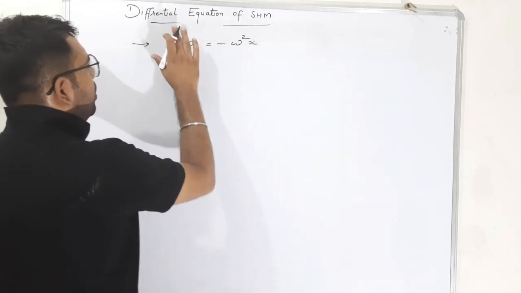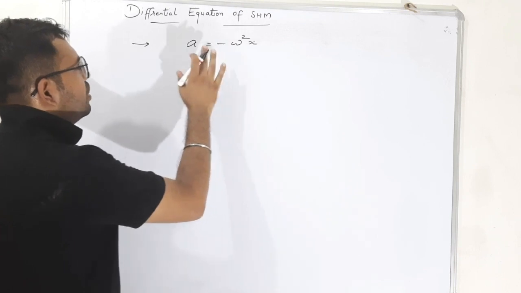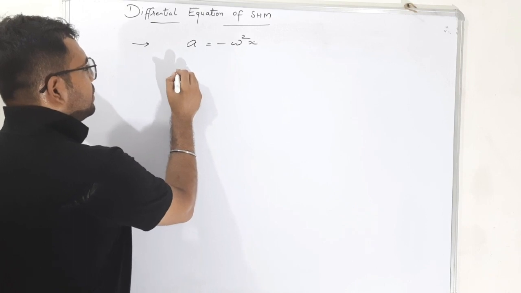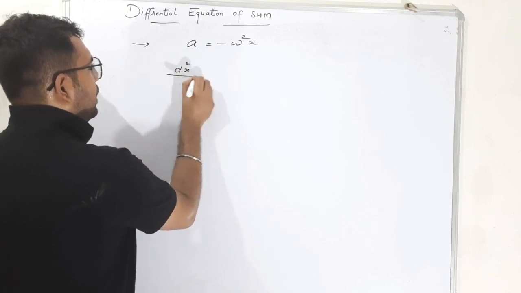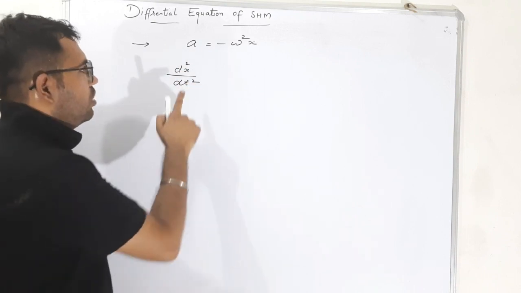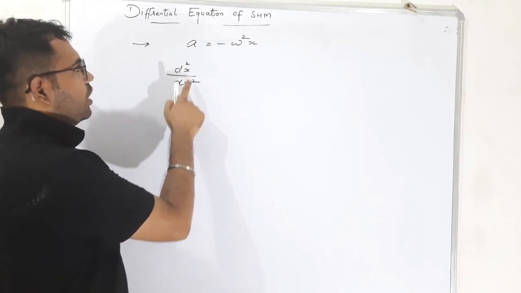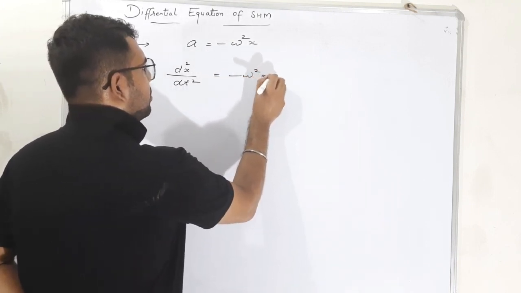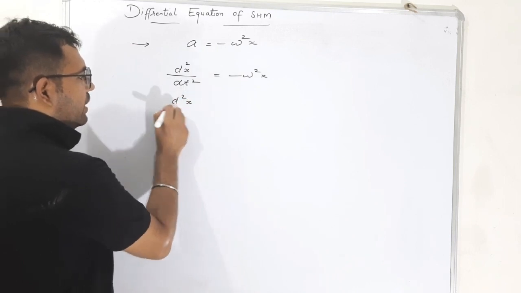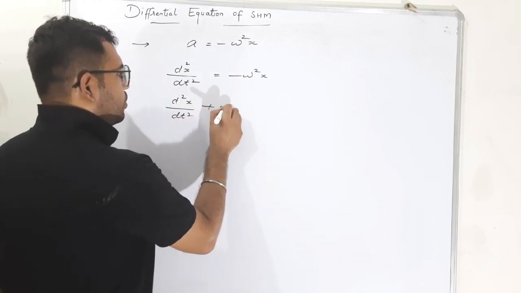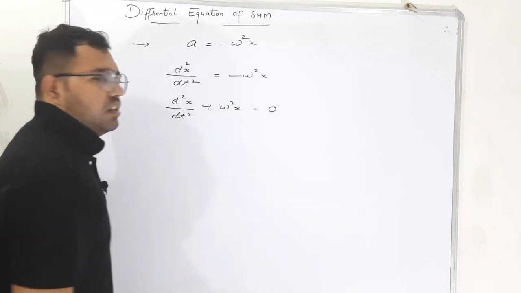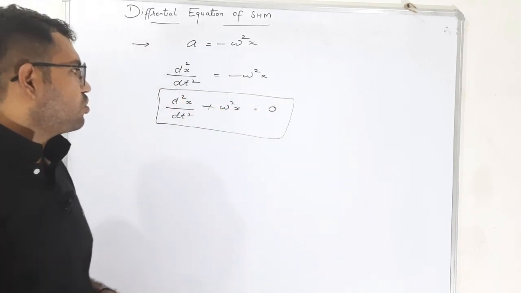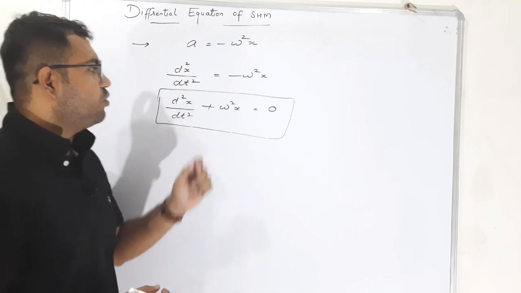So now we can derive this equation in differential form. We can write acceleration is equal to d square x by dt square, right? Two times differentiation of displacement with respect to time is equal to the acceleration, which is equal to minus omega square x. So that becomes d square x by dt square plus omega square x is equal to 0. This is the differential equation of simple harmonic motion.